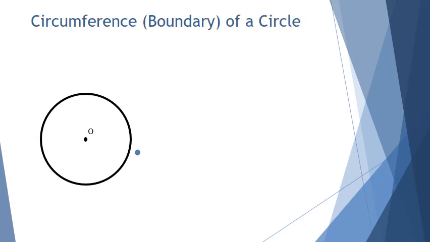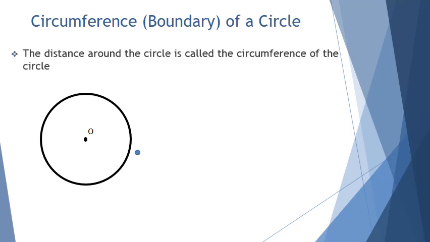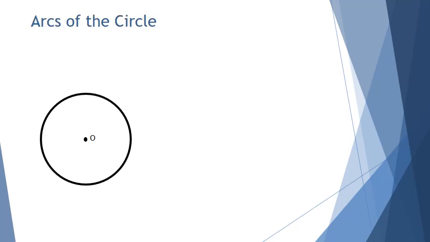Circumference or boundary of the circle. The distance around the circle is called the circumference of the circle. Arcs of the circle. An arc is a portion of the circle. For example, if we have 2 points on the circle, point E and F, we have 2 parts of the boundary. So this is one part and this is the other part. The red part is the smaller part, called the minor arc, and the other one is called the major arc.